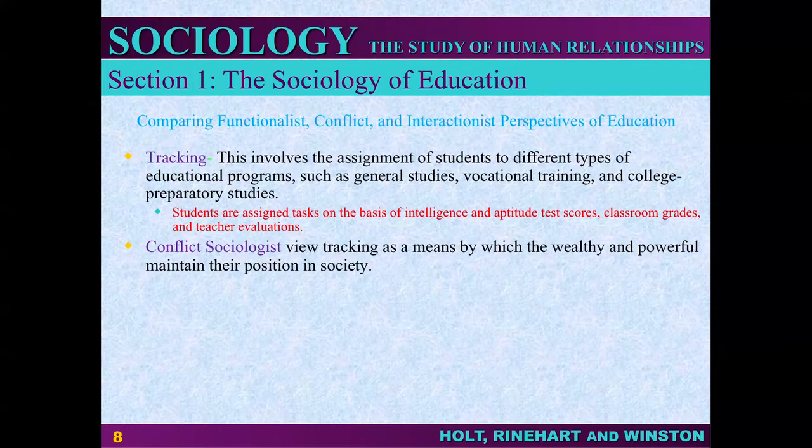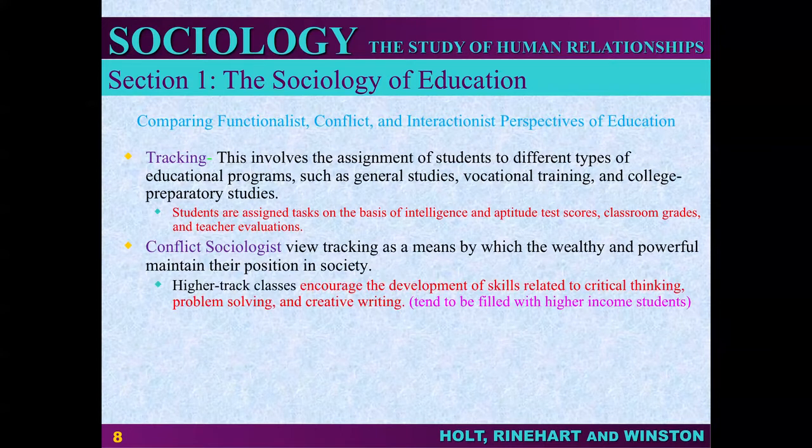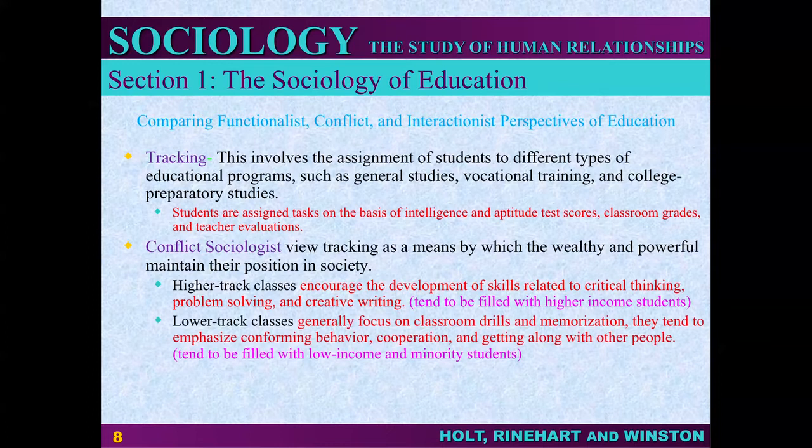Conflict sociologists view tracking as a means by which the wealthy and powerful maintain their positions in society. There are two types of tracking. You have the higher track classes that encourage the development of skills related to critical thinking, problem solving, and creative writing. And these classes tend to be filled with higher income students. You have lower track classes, generally focusing on classroom drills and memorization. They tend to emphasize conforming behavior, cooperation, and getting along with other people. And these classes tend to be filled with low income and minority students.